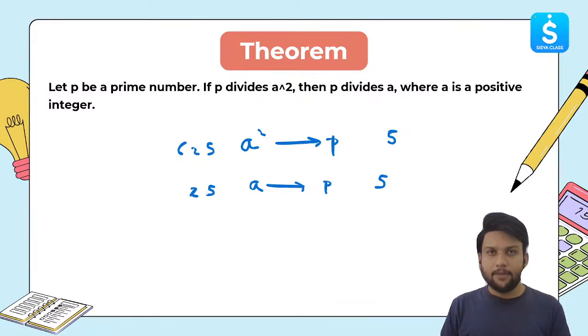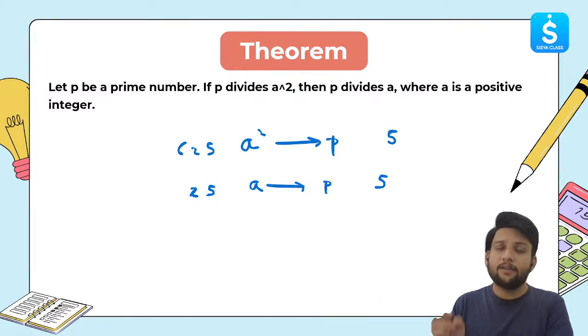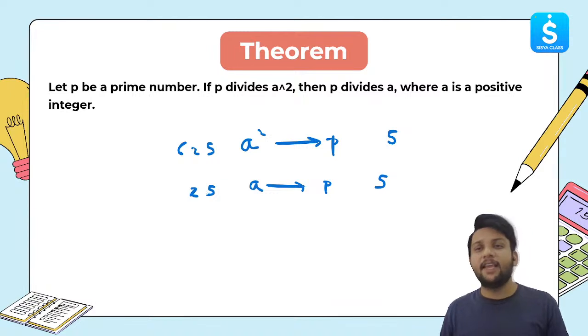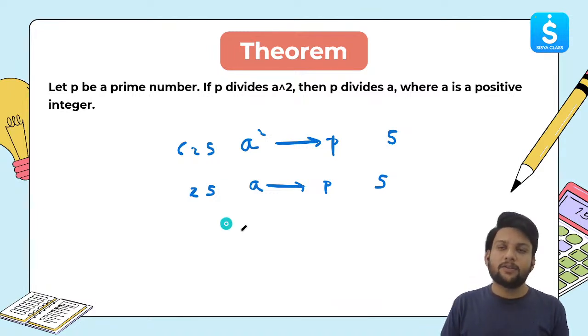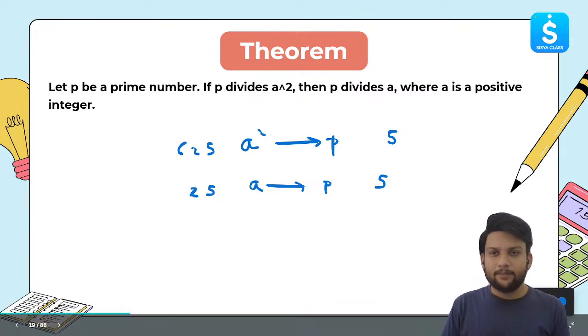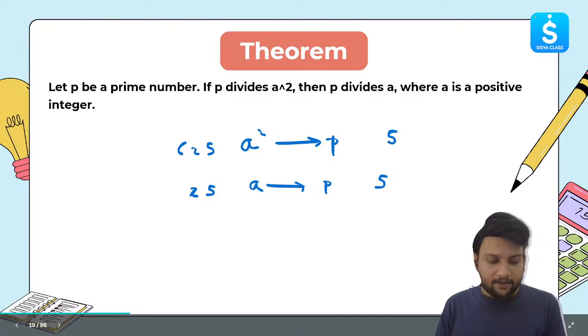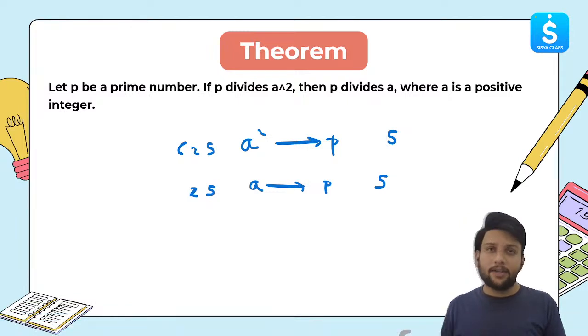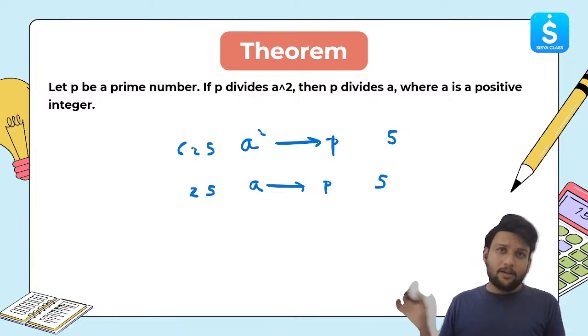Let p be a prime number. If p divides a square, then for sure we can say that p divides a as well, where a is nothing but a positive integer. I'm sure everyone got it. All right, now what is the application of this theorem? We use this theorem in a very important thing that is called proving irrational numbers.